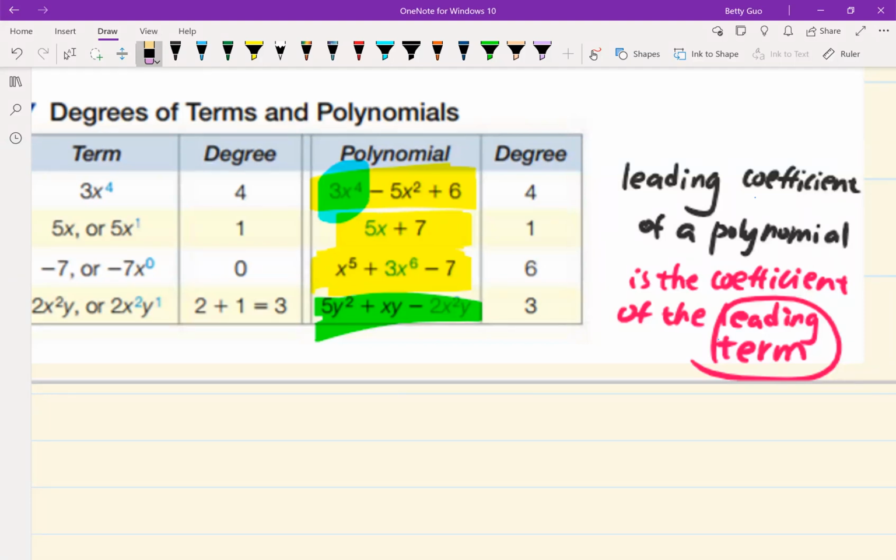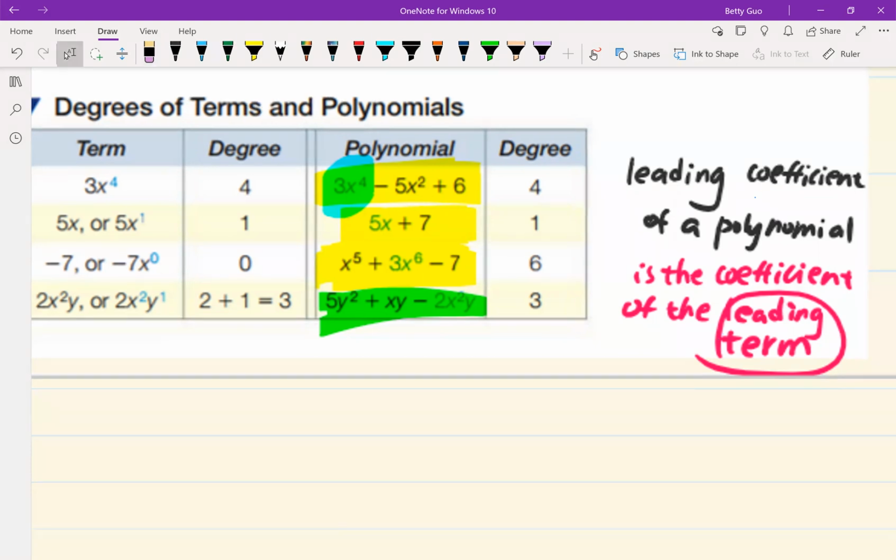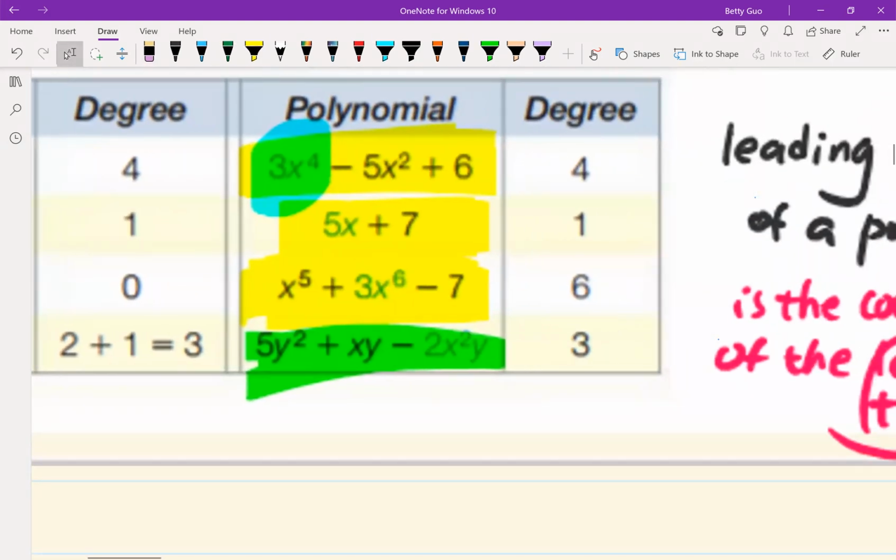Okay, let's see what's the degree of this guy, 5y squared. What's the degree of 5y squared? 2, awesome. Let's see the second term, xy. What's the degree of x times y? Another 1. Yes, how do you get a 2? You have 1 here, 1 here. Remember, you add them up, right? Do you see that? It's 2 as well.